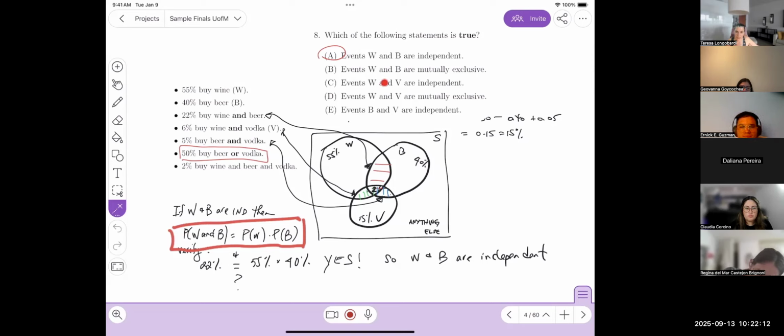Ready for the next one? Are W and B mutually exclusive? In other words, are they disjoint? This is false because they overlap. How do you say overlap in Spanish? That's the one word. That's right, it's false.